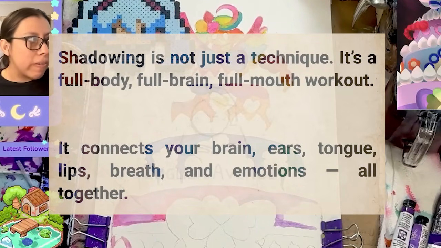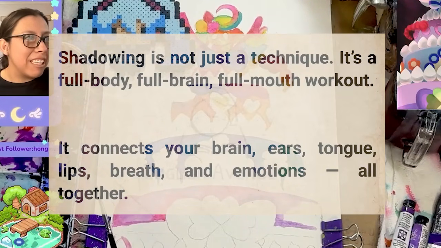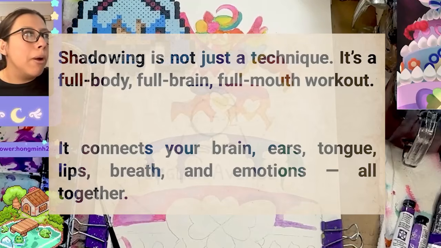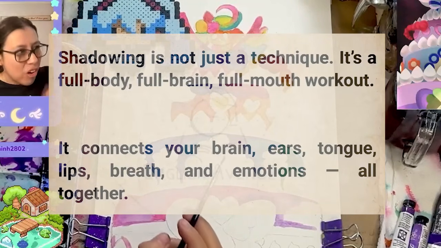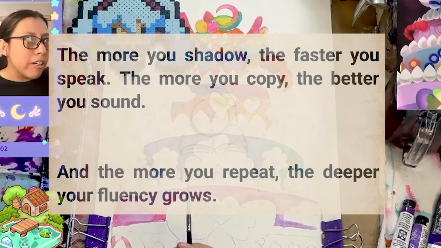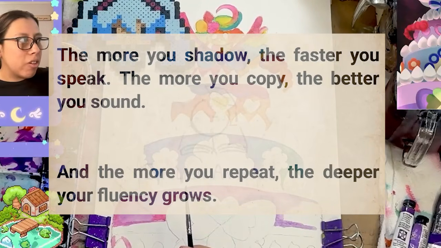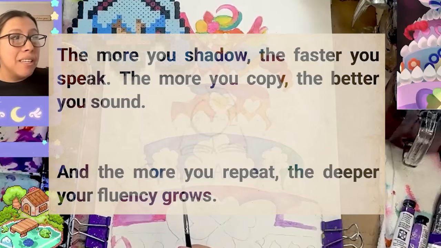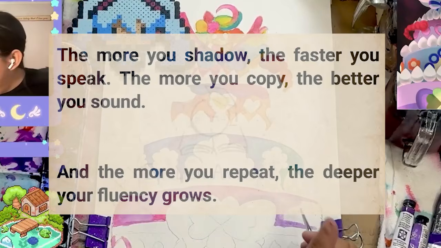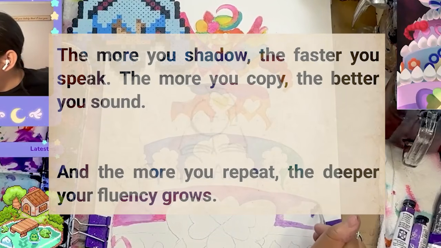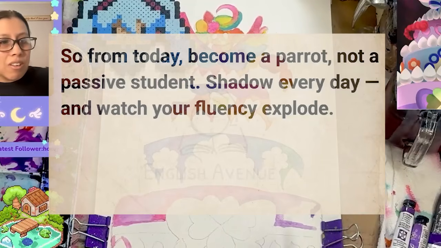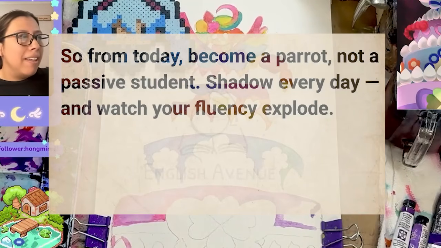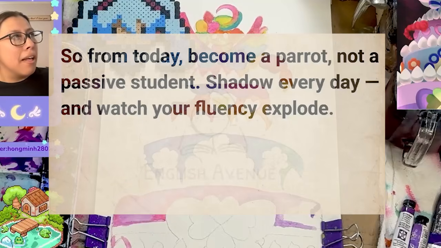Shadowing is not just a technique. It's a full body, full brain, full mouth workout. It connects your brain, ears, tongue, lips, breath, and emotions all together. The more you shadow, the faster you speak. The more you copy, the better you sound. And the more you repeat, the deeper your fluency grows. So from today, become a parrot, not a passive student. Shadow every day, and watch your fluency explode.